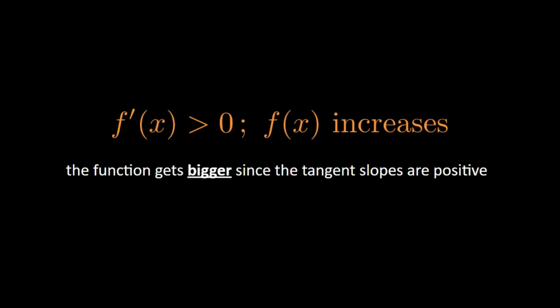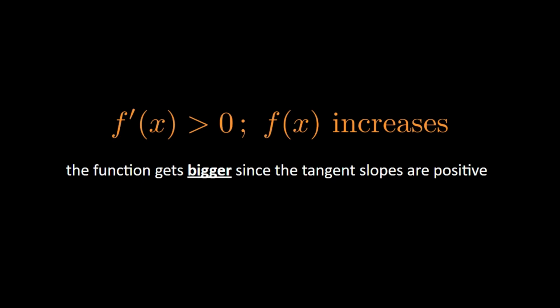Well, when the first derivative, f prime of x, is positive, the function is increasing. So f of x increases. And that just means the function gets bigger since the tangent slopes are all positive. You might not have noticed that before, and maybe you have, but if the tangent slopes are positive, your y values are going up, your function is getting bigger.